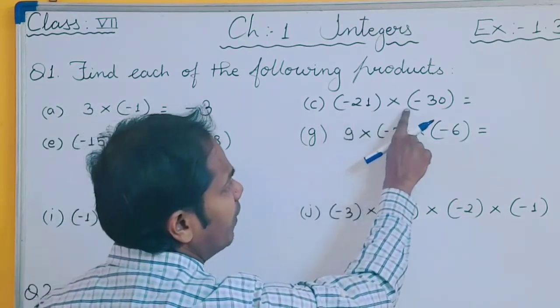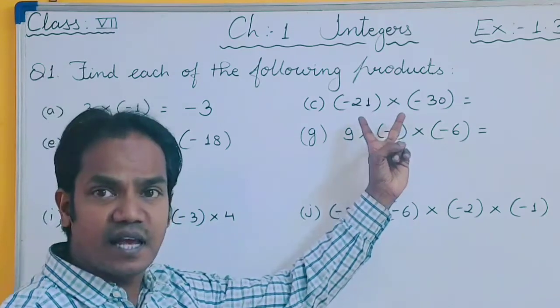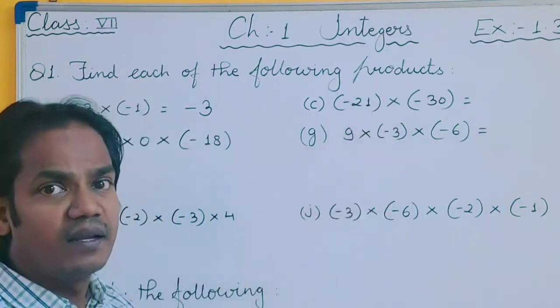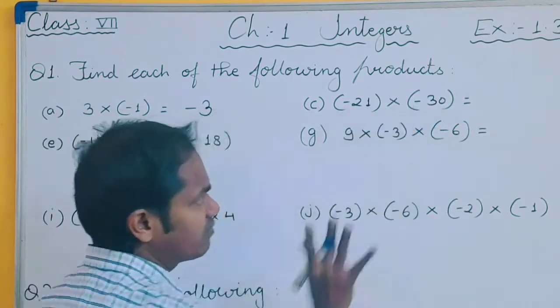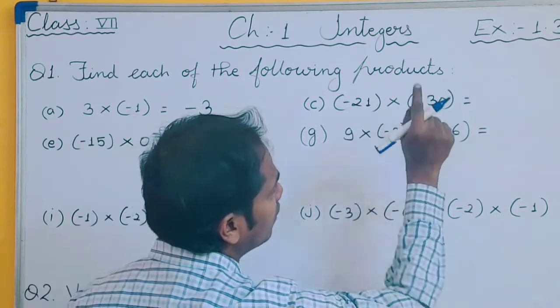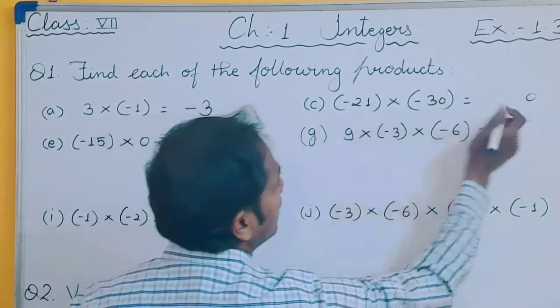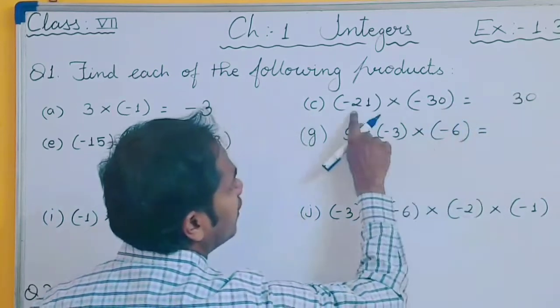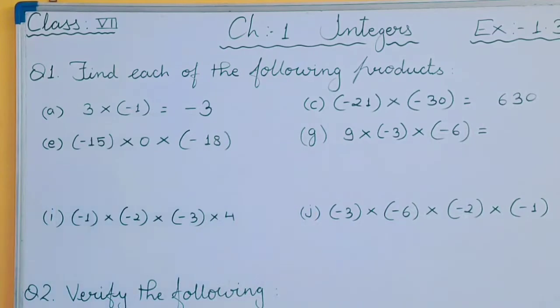Minus 21 multiplied by minus 30. When two negative signs multiply, it is changed into positive sign. So minus multiplied by minus will become plus. So multiply 21 into 30. So 3 ones are 3 and 3 twos are 6. 0 I have kept as it is.